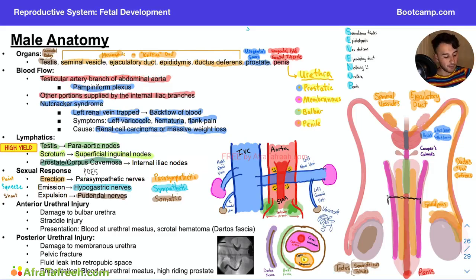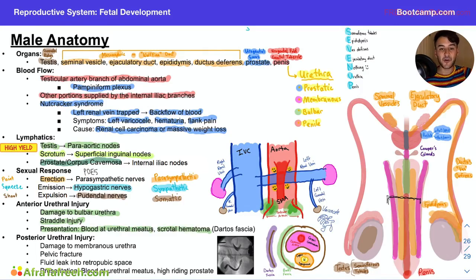So after that quick review, let's get into our anterior urethral injuries, which are going to be due to damage to the bulbar urethra, which remember is this green portion that we just talked about, and this is going to be most common in straddle injuries. So you're going to think of a skateboarder who's trying to do a mad trick and straddles his legs over a bar. That is the classic person who's going to get this type of injury. And our presentation here is going to be blood at the urethral meatus as well as a scrotal hematoma.